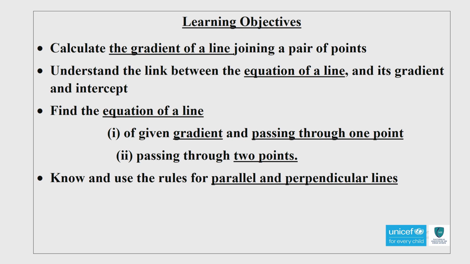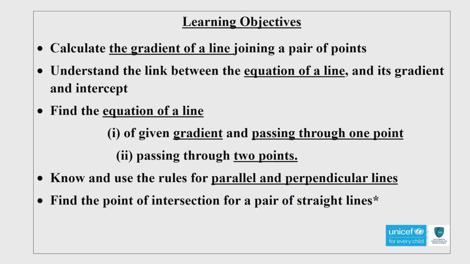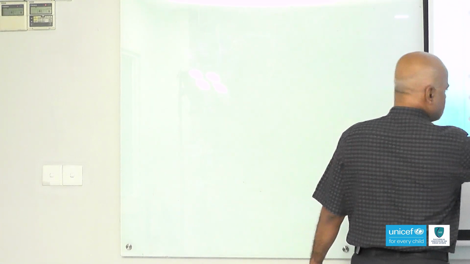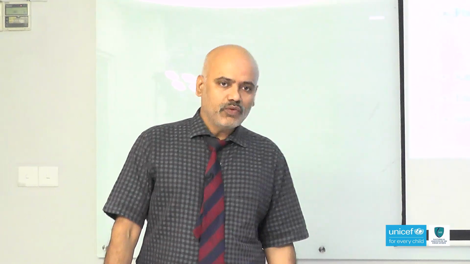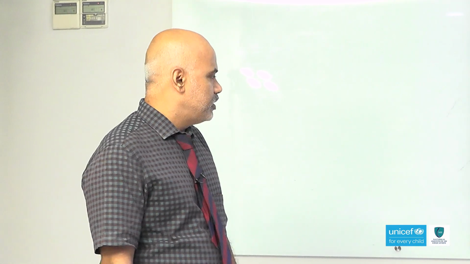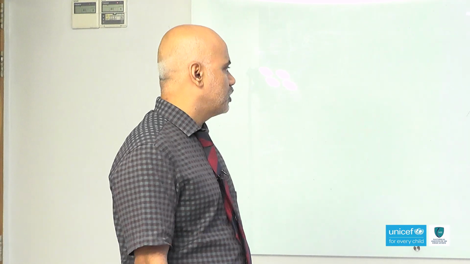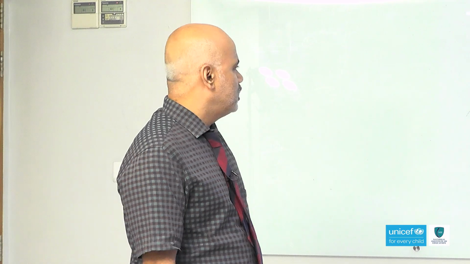Know and use the rules of parallel and perpendicular lines. To some extent you may know about parallel lines from your O level, but perpendicular lines you may not. Then finding the point of intersection for a pair of straight lines. That is content which you have done in your quadratics, chapter 2. Solve length and area problems. Especially the area problems are the most demanding questions in the papers, and students have been asking how to handle those area problems on the coordinate grids. So those are the key ideas.